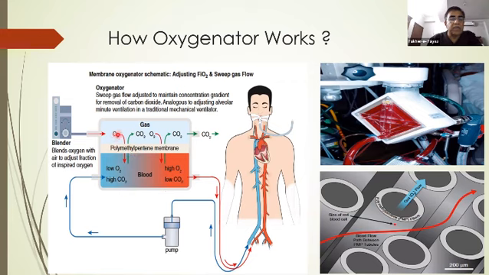And remember, the amount of oxygen added to the blood will be directly proportional to the inspired fraction of oxygen, and the amount of CO2 removed will be directly proportional to the sweep gas flow. So sweep gas flow is basically the liters per minute of oxygen which is flowing through this oxygenator, entering from one side and going out from the other side. So this is how this oxygenator works.